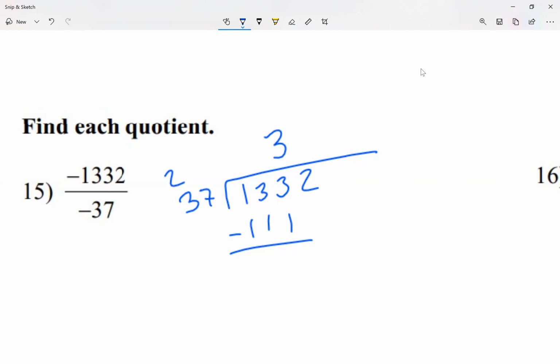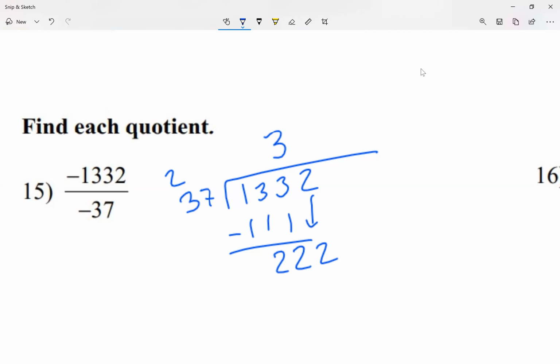Okay, so let me subtract this. On the units, 3 minus 1 gives me 2. On the tens, 3 minus 1 gives me 2. And on the hundreds, 1 minus 1 gives me 0. So my difference is 22. Good. It is less than 37, so I did get as close as possible. Now let me bring down the next number. And then I'm like, oh, 37 into 222.